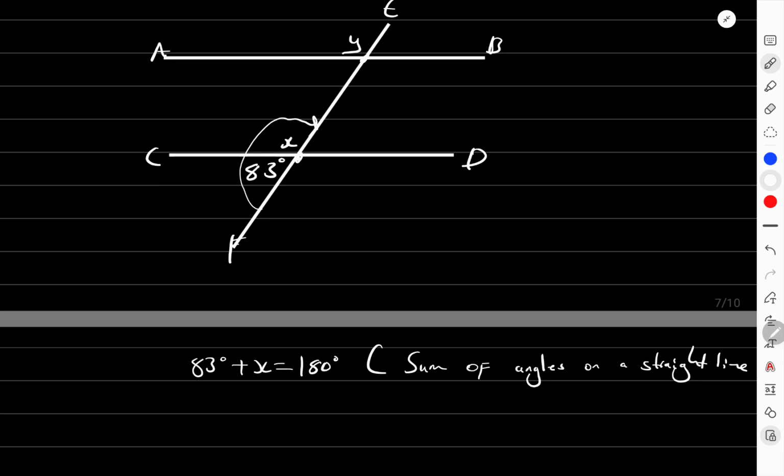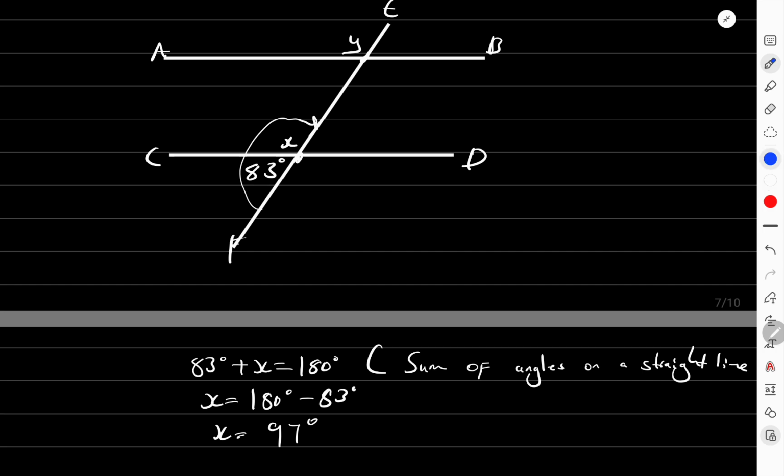Therefore, now what is it that I'm going to do now? I'm going to group my numbers together. Therefore, I'm going to have X equals 180 degrees minus 83 degrees. Now, what is 180 degrees minus 83 degrees? 180 minus 83, I'm going to have the value of X as 97. Therefore, X is equals to 97 degrees.